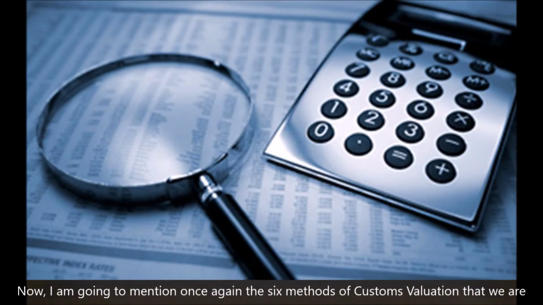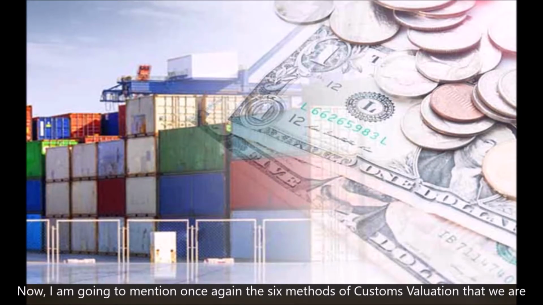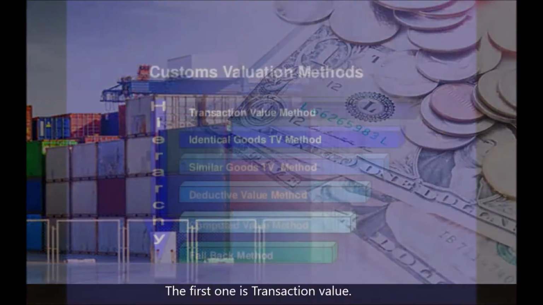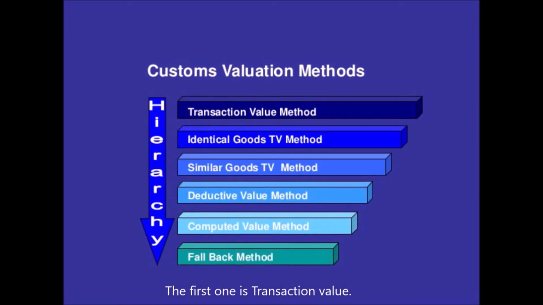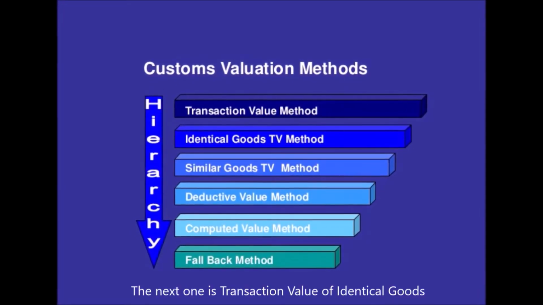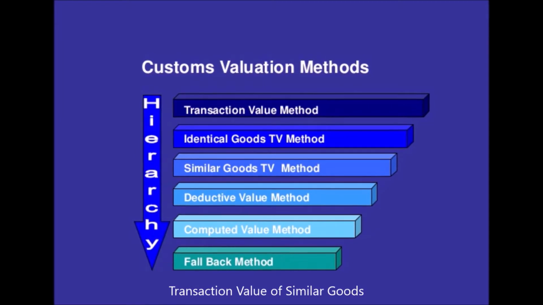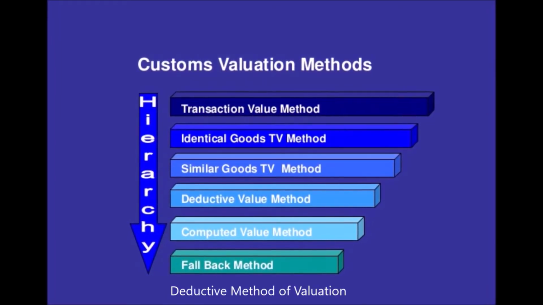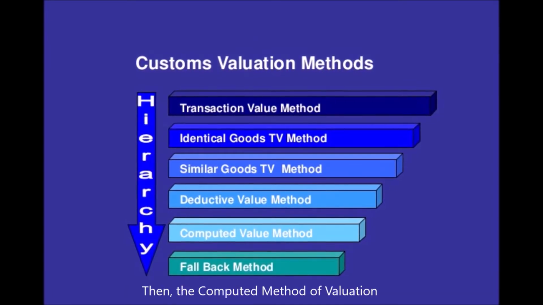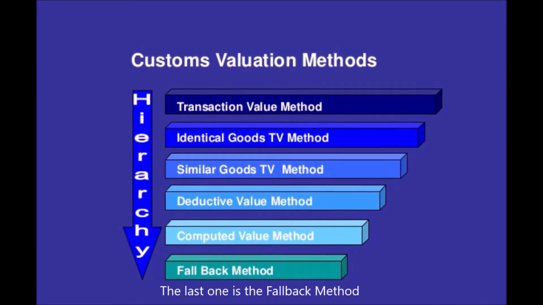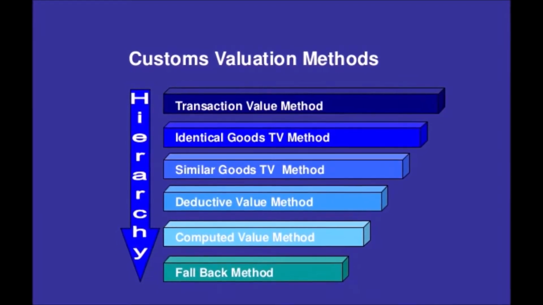Next, I'm going to mention the six methods of customs valuation that customs are using right now. First is the transaction value, Article 1 and 8. Second is the transaction value of identical goods, Article 2. And the third one is the transaction value of similar goods, Article 3. And the next is the deductive method of Article 5. And the next is the computed method of Article 6. And the last one is the fallback method, Article 7.